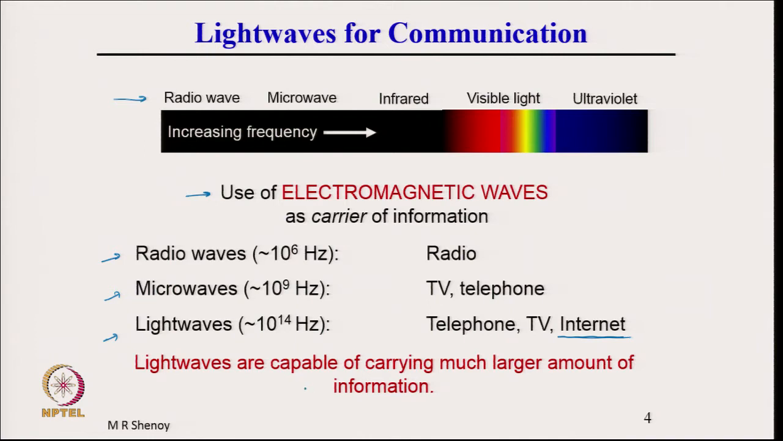Light waves are capable of carrying a much larger amount of information as compared to the other two, primarily because, as you can see, the carrier frequency is much larger in the case of light waves as compared to radio waves and microwaves, and the communication bandwidth usually depends on the carrier frequency. The larger the carrier frequency, the larger is the bandwidth, that is the information carrying capacity of the channel.